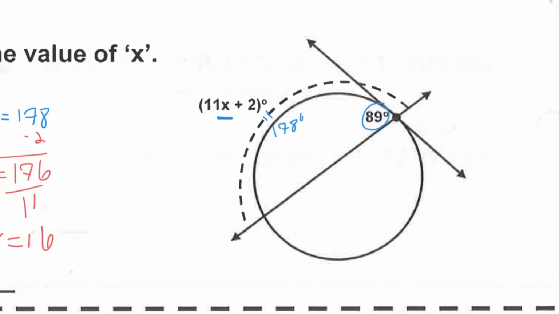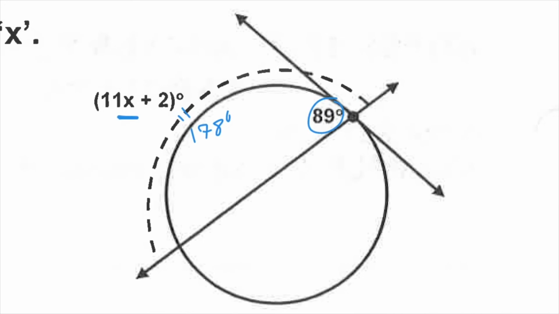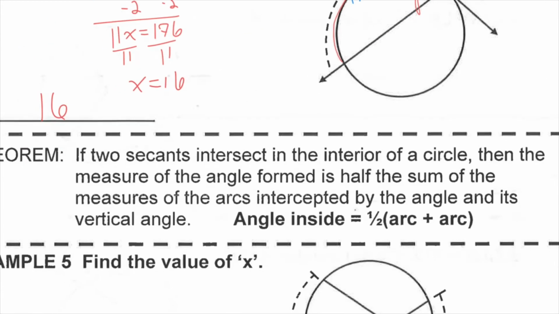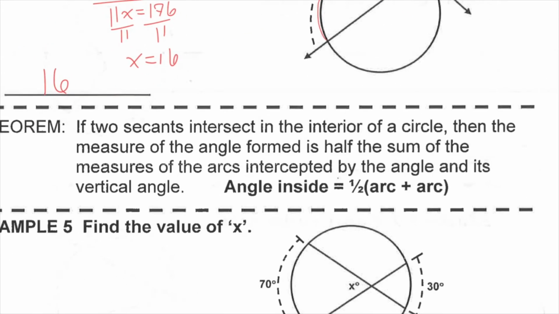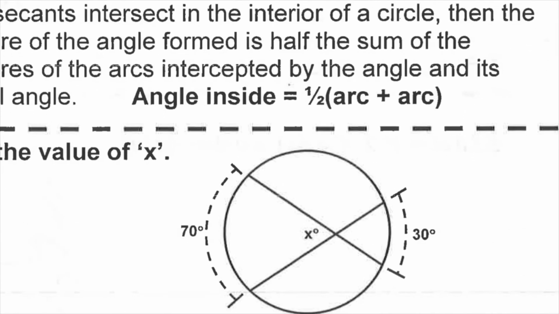So guys, remember, this one can be kind of tough. If you have that angle formed by that secant and tangent, then that arc is double that angle, okay? Let's look at another theorem. This one's kind of long. If two secants intersect on the interior of a circle, then the measure of the angle formed is half the sum of the measures of the arcs intercepted by the angle and its vertical angle. So that can be very confusing.